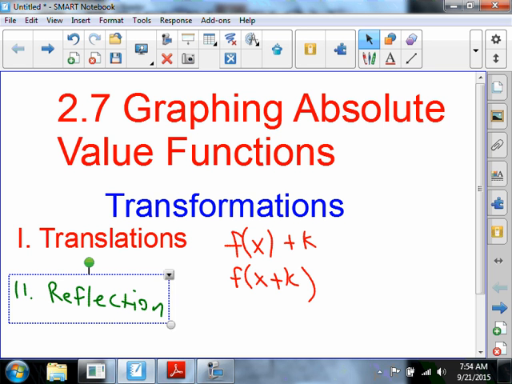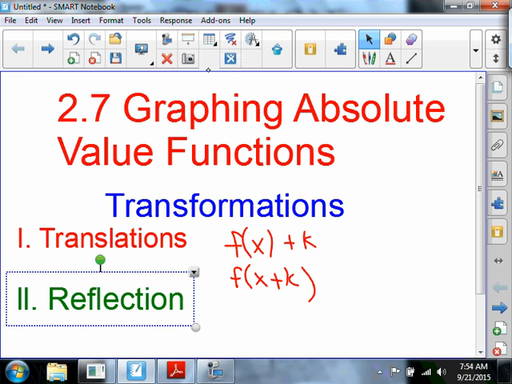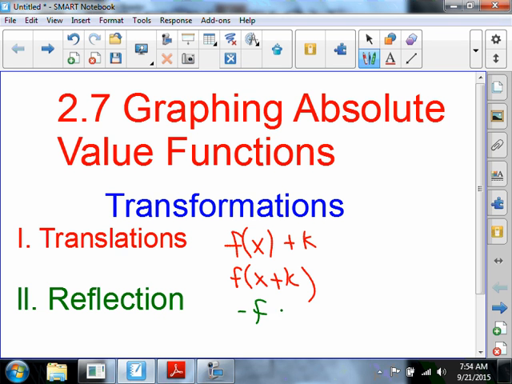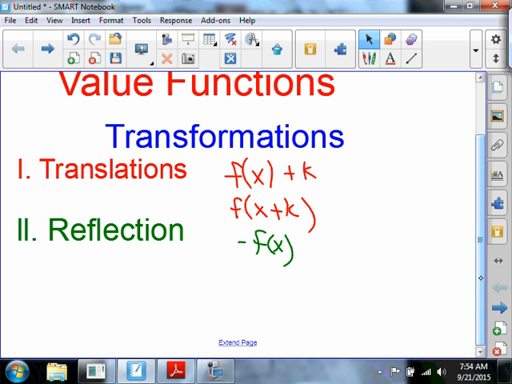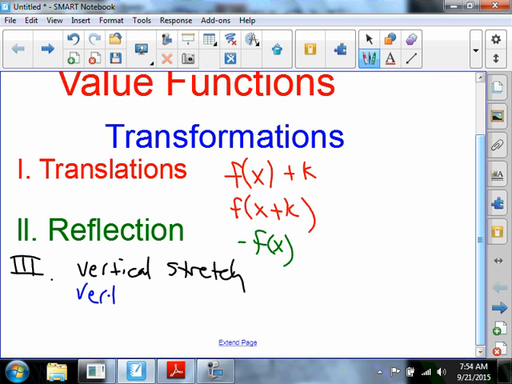The other kind of transformation we had was a reflection, and that's where we take the graph and we flip it over, usually the x-axis. So that's where you just put a negative sign in front of the function. And then the third kind of transformation, I'm pretty sure we said was a vertical stretch or a vertical compression.